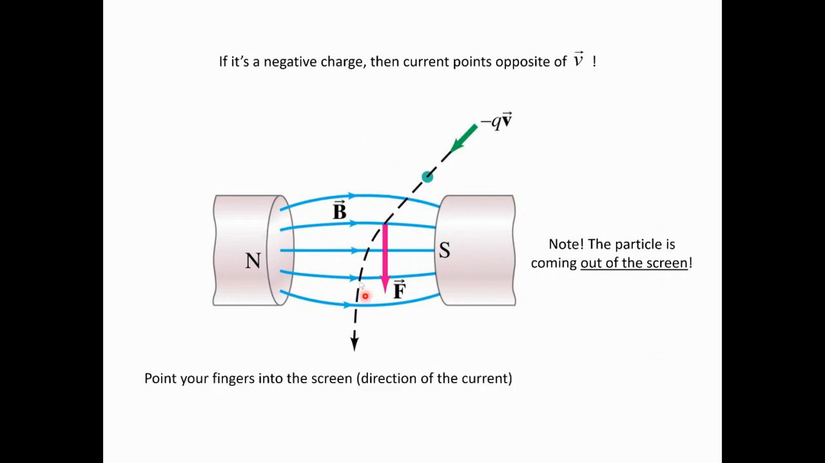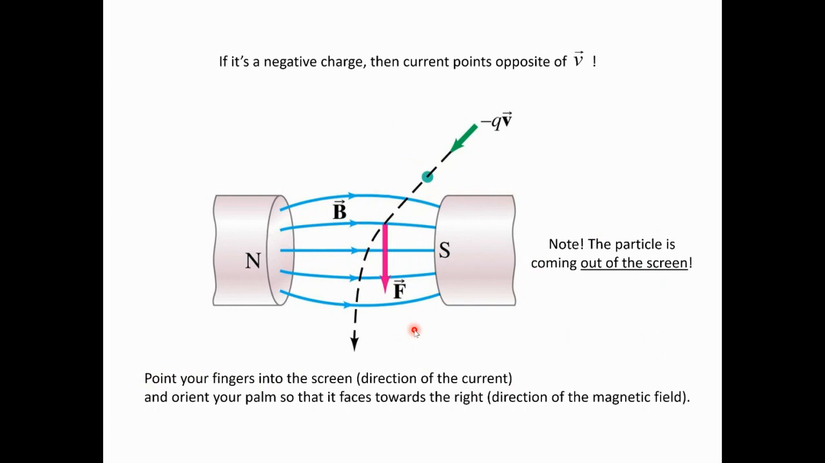To solve the situation that's on the screen right now, it's a negative charge coming out of the screen. Point your fingers into the screen, because that's the direction of the current. Orient your hand so that your palm faces towards the right. That way you can bend your fingers towards the magnetic field, and then you'll find that your thumb is pointing downwards.